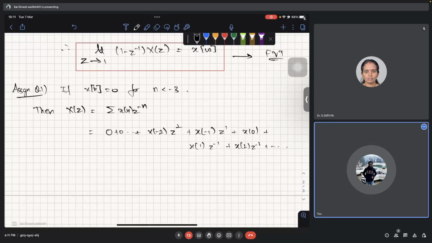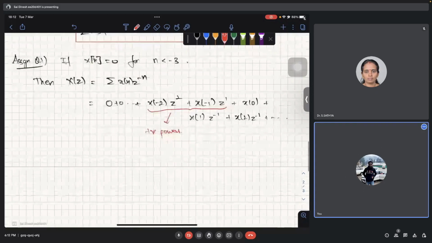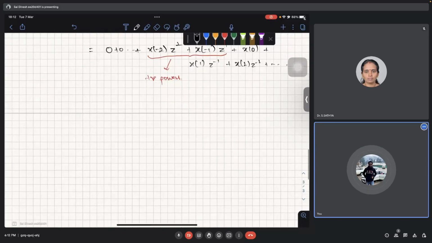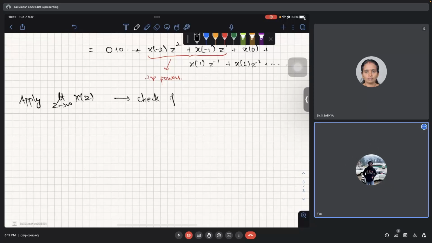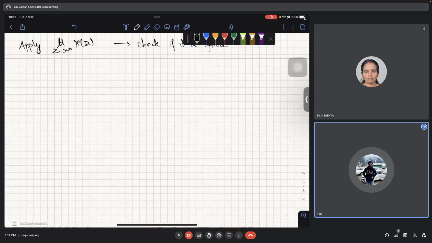So here we have positive powers of z. Now apply the limit z tends to infinity of x of z and check if it is finite. So this is the first question. Is it clear?